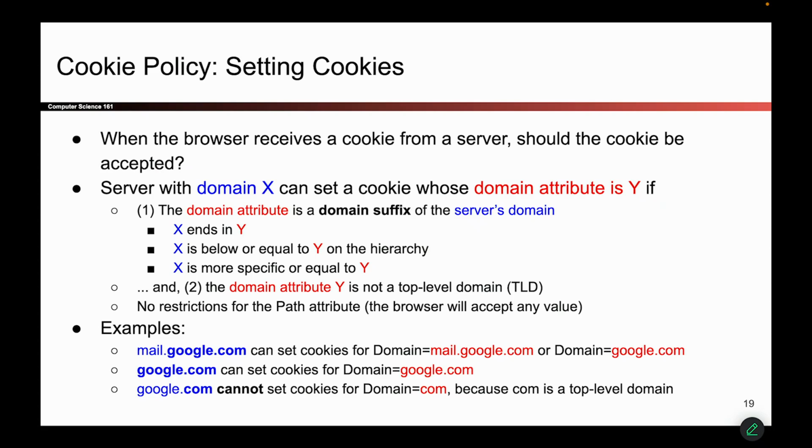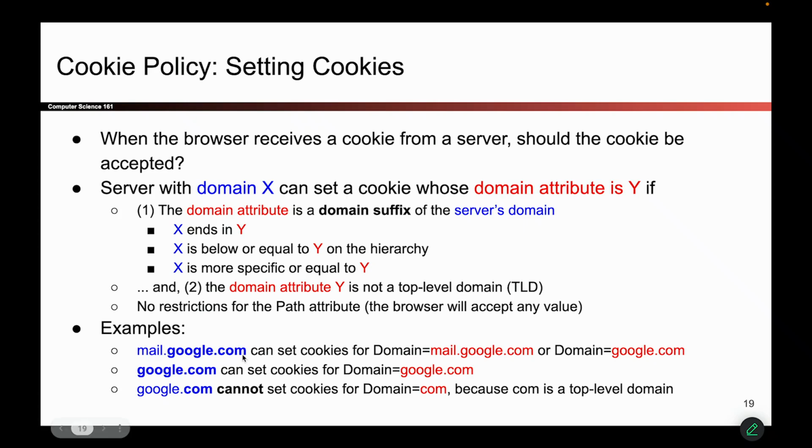So here are some examples. Let's say that mail.google.com sends you a cookie. So you've contacted mail.google.com. They send you a cookie. If the cookie has domain mail.google.com, it's good. The thing in blue ends in the thing in red. Good. You can also say that this is below or equal to this on the hierarchy. That's also true. You can say this is more specific or equal to this. All of those are true statements.